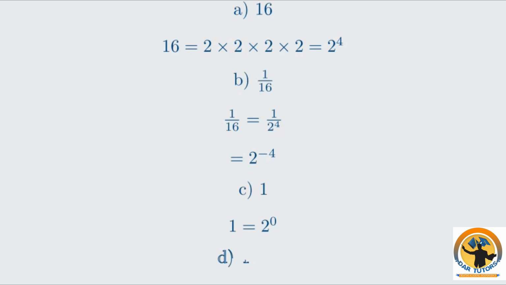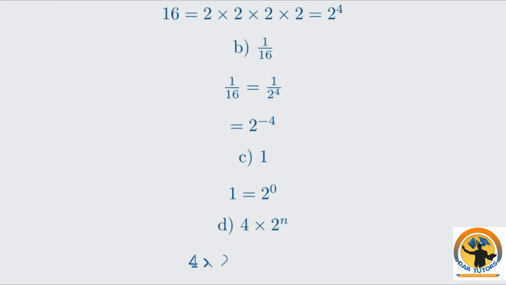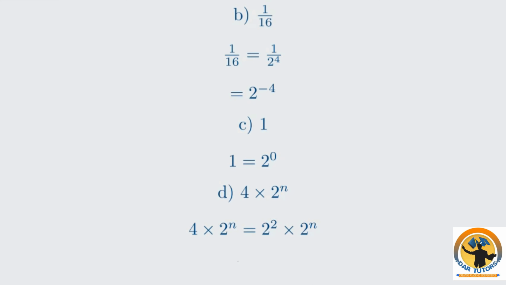Let's try a more complex expression. 4 times 2 to the power of n. First, we need to express 4 as a power of 2. 4 is 2 squared, so the expression becomes 2 squared times 2 to the power of n. Now, using the multiplication law, we add the exponents. The result is 2 to the power of 2 plus n.